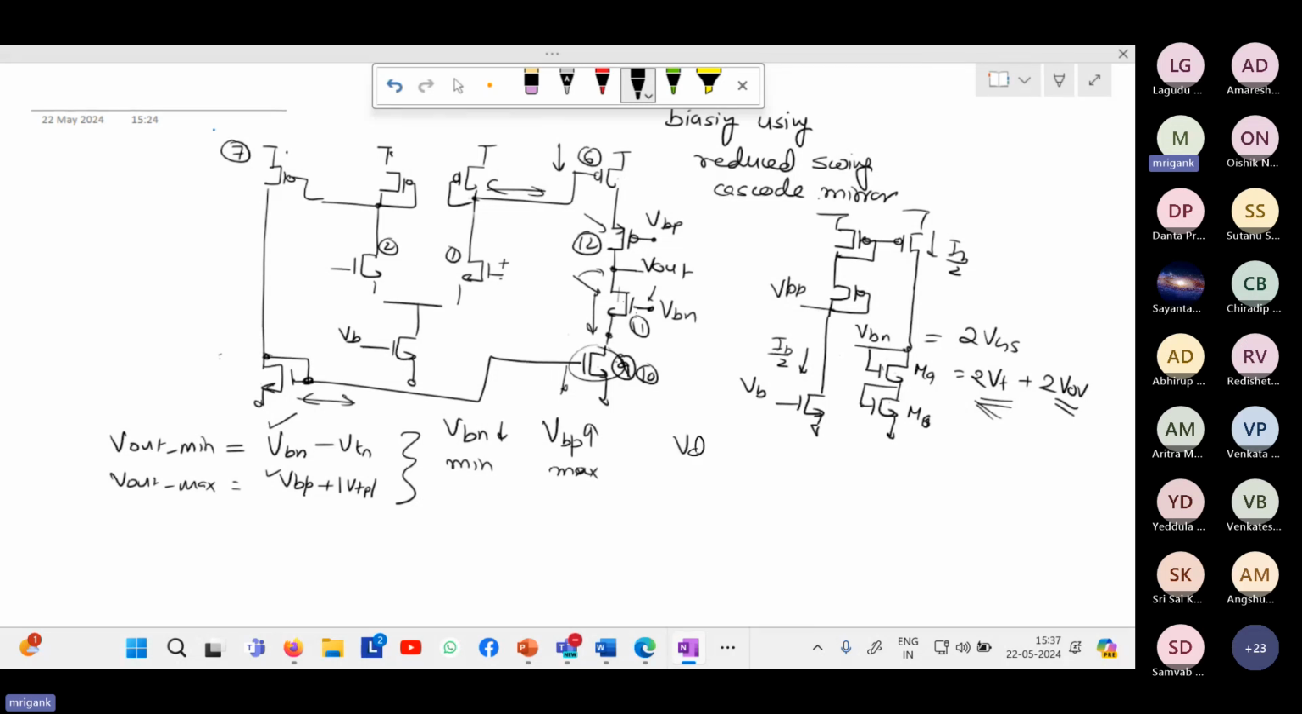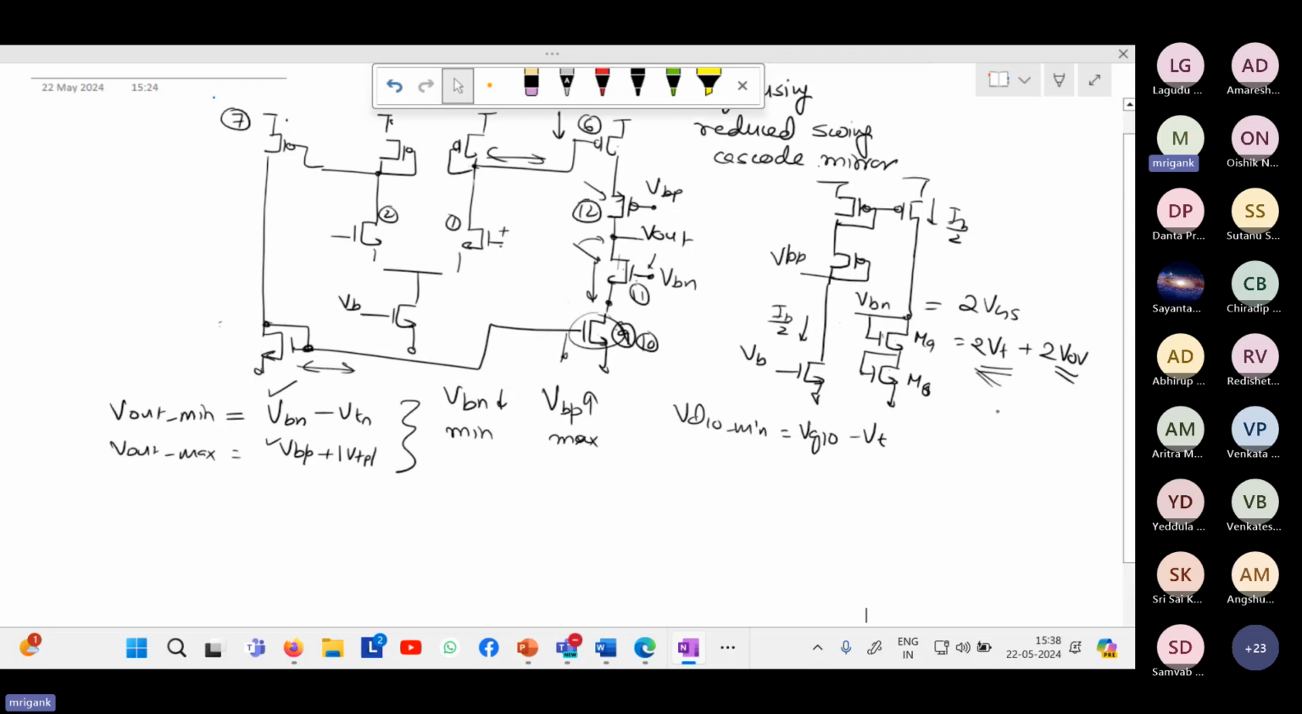So VD10 min will be whatever VG10 minus VT, and you can't push the source voltage of M11 below that. So that is going to constrain how low you can make the VBN. So definitely, it is a significant overhead, significant voltage headroom that these two stacked MOSFETs are taking.